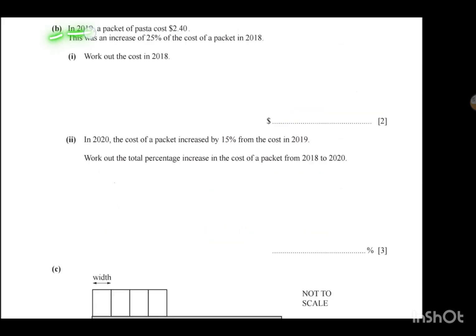Question b. In 2019, a packet of pasta cost $2.40. This was an increase of 25% of the cost of the packet in 2018. Work out the cost in 2018. So let the cost in 2018 be x. If I multiply x by 1 plus 25 by 100, this is the actual method when you are increasing by a percentage for any given amount.